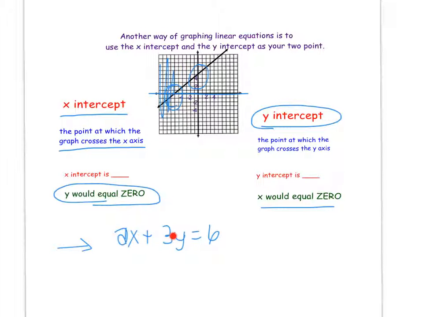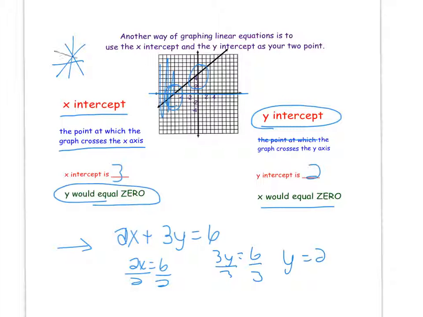So 2x divided by 2, 6 divided by 2, that means my x-intercept, I'll just write it out, would be 3. So it would cross at 3. Where if you're finding the y-intercept, the x is going to be 0. So you just have the y left. So here, 3y equals 6, divide by 3, divide by 3. So y equals 2.